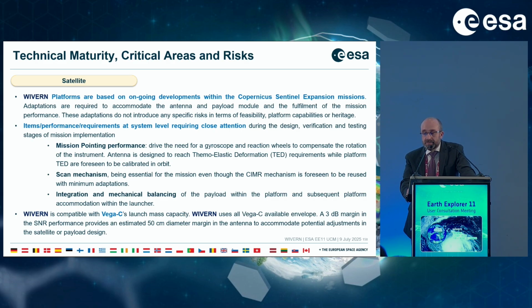Finally, the integration and mechanical balancing of the payload within the platform and the subsequent plan for accommodation with the launcher. WIVERN is compatible with Vega C launch mass capabilities, and as it was stated as well in the technical presentation, uses all the Vega C available envelope. There are some margins in terms of the GNSR performance, which translates into about 50 centimeters diameter margin in the antenna that will allow potential adjustments of the satellite or payload design, or also the balancing.